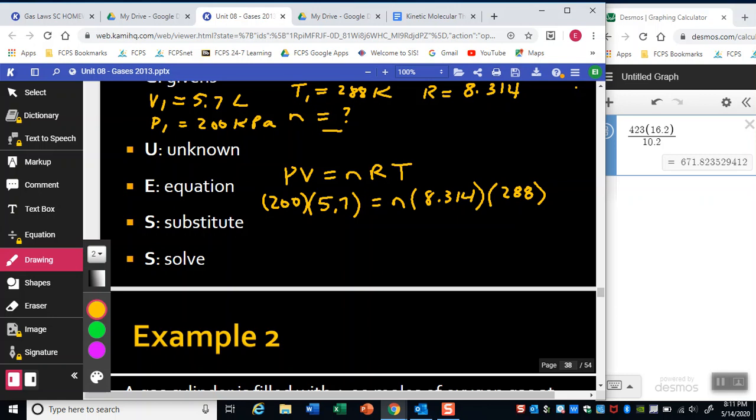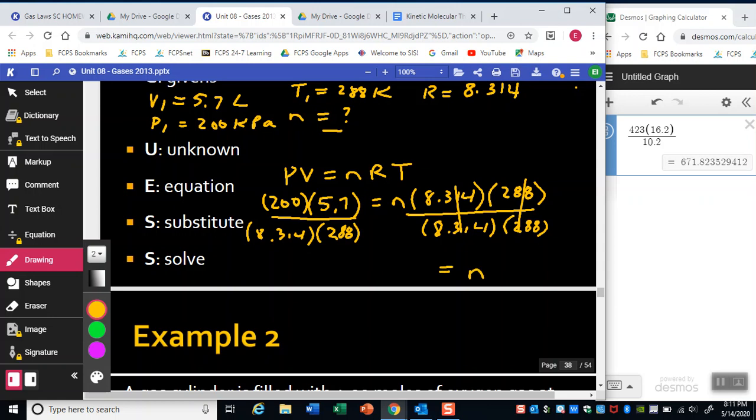And these are all multiplied together. So how do I get rid of them? I divide by that. That gets rid of that. And I'm going to divide by that. And that gets rid of that. If I do that on that side, I need to do that on this side. So I'm going to divide by 8.314 and 288. So this gives me N all by itself. The number of moles is this.